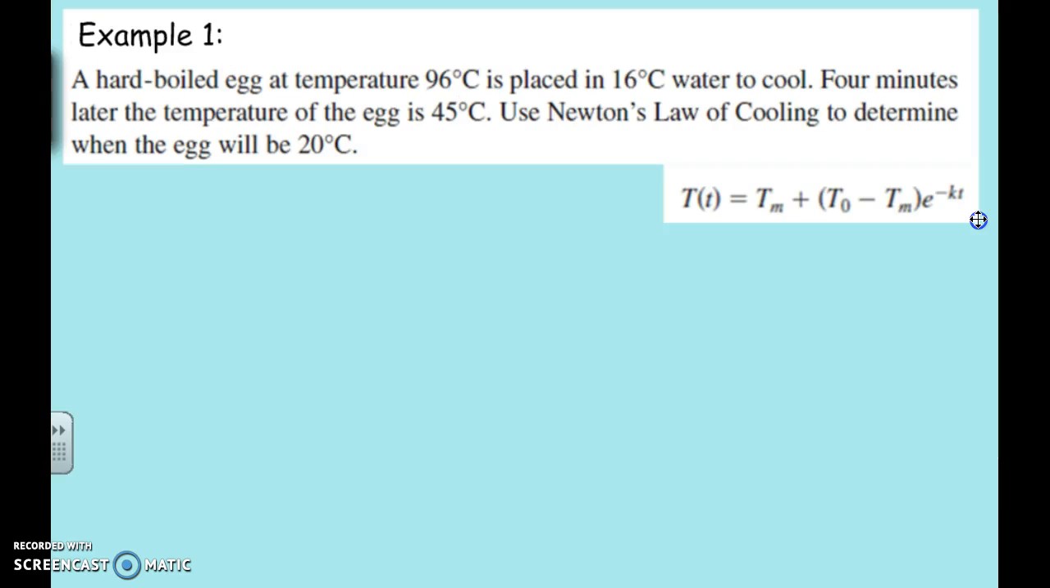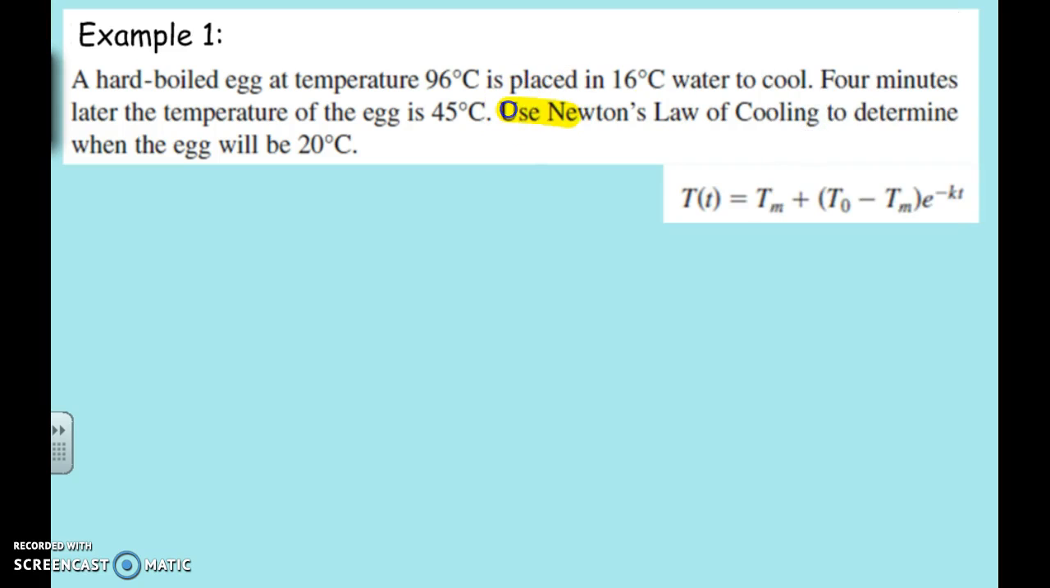Let's take a look at an example together so we can work through this. It says a hard-boiled egg at temperature 96 degrees Celsius is placed in 16 degrees Celsius water to cool. 4 minutes later, the temperature of the egg is 45 degrees Celsius. Use Newton's law of cooling to determine when the egg will be 20 degrees Celsius. So here is our equation from the previous slide. I did copy that over.